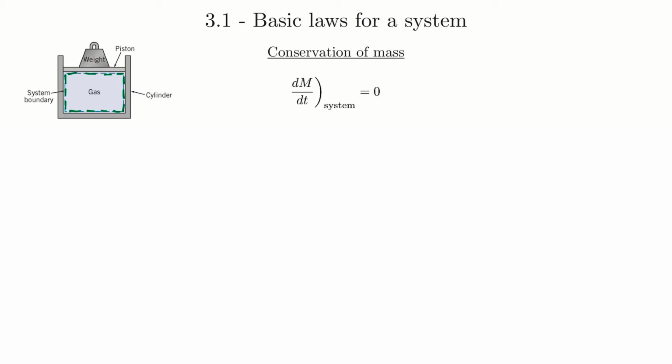It's a big part of engineering. This is one of the first courses where we really focus on doing this. So I'm going to write what I just said as this dm by dt for the system equals 0. So that expression right there.